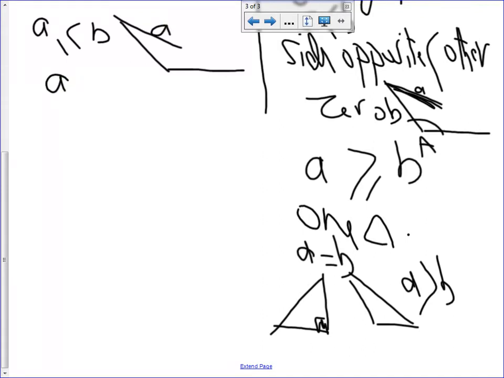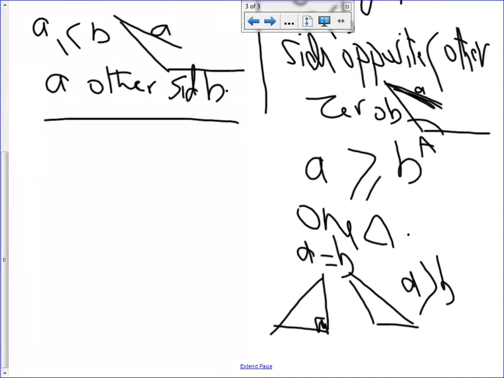If I have side a that is smaller than the other side b, we can't draw any triangle. Why? Because we can't close the triangle with this shape. If the side opposite the angle is smaller than the other side, I can't draw this triangle, so we can't draw any triangle.